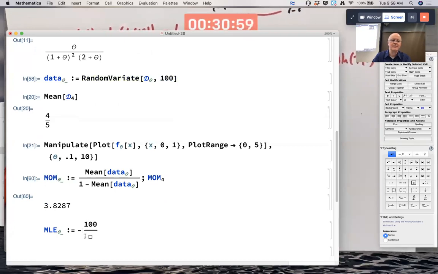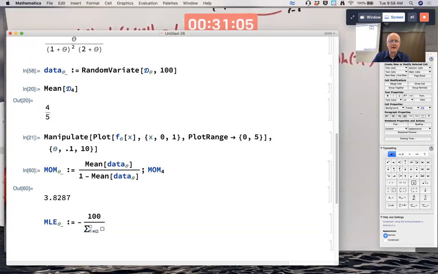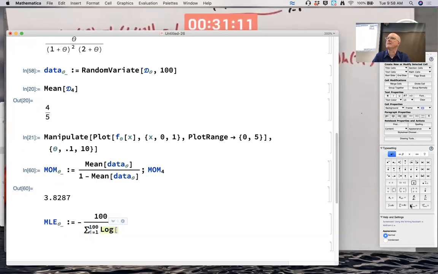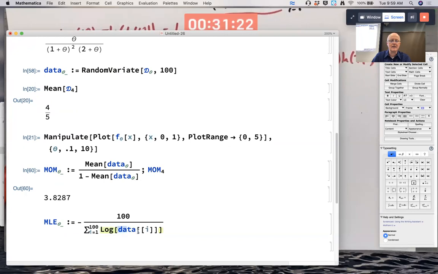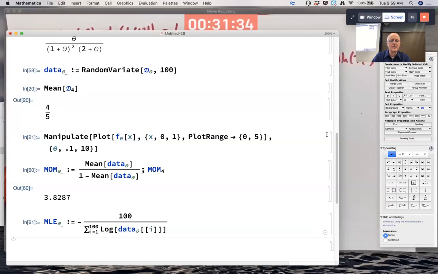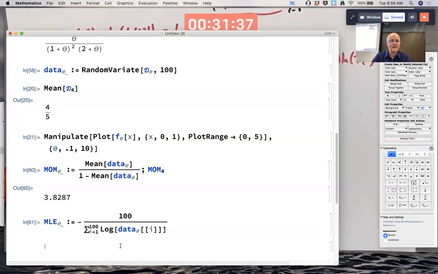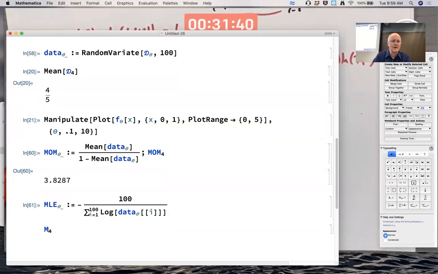Don't forget the negative sign. Summation, i goes from 1 to n. N is 100. All the logs of the xi's, the data values. We can access those data values with this syntax. Although I guess I need a theta, don't I? Okay, data sub theta. What's M.L.E. for 4? Hopefully close to 4.